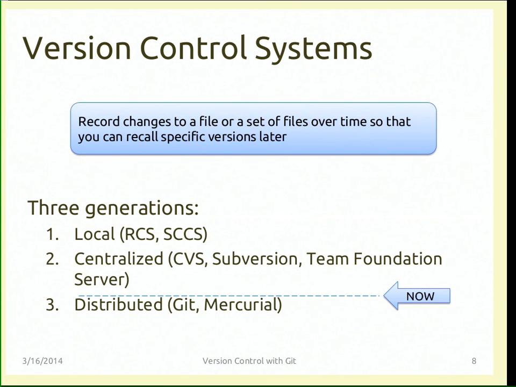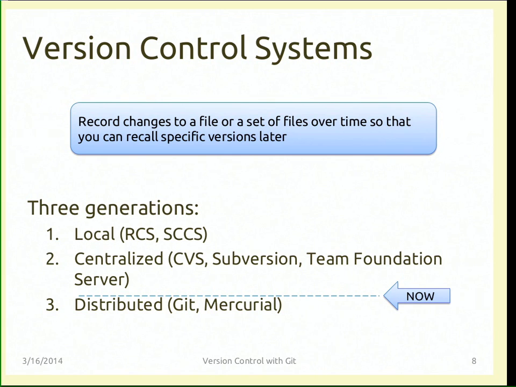A version control system, born a long time ago, has this aim: to record changes to a file or a set of files over time so that everyone can recall a specific version later. In a year, with a version control system, I can recall the version of the project I started today.